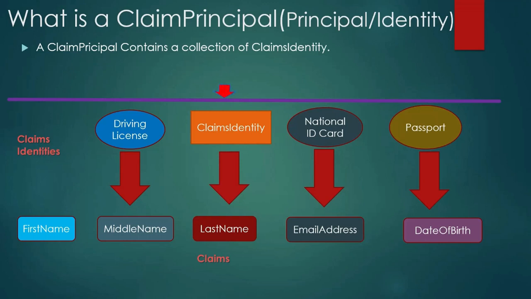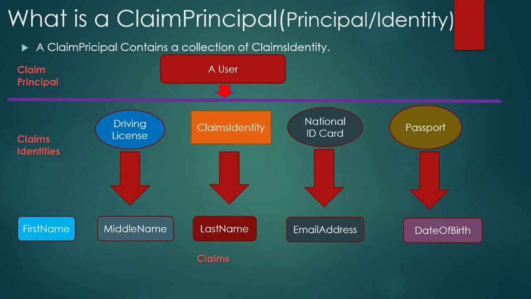And what is this claims principal? That is the user. So a user contains a collection of claims identities, meaning me and you can have the driving license, the passport, and the national ID card. So a user is who we refer to as the claims principal. A user can have more than one claims identity. For example, you can have both the driving license and the passport.